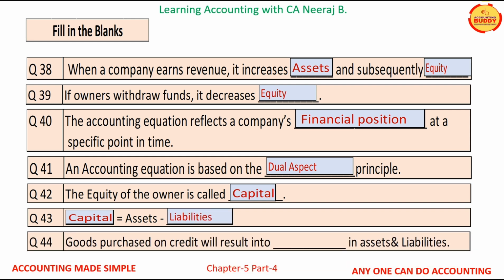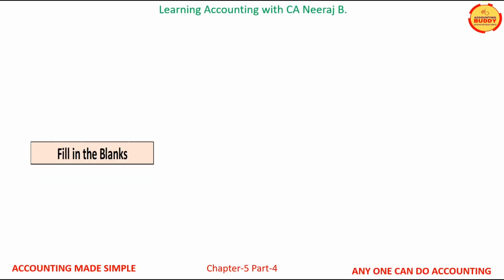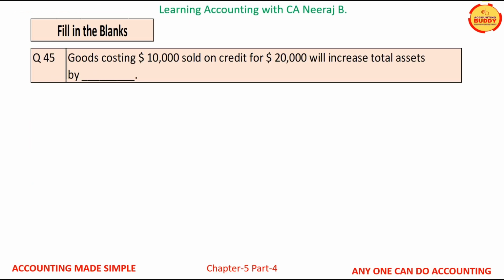Question number 44: goods purchased on credit will result in dash in assets and liabilities. The answer is increase. Question number 45 on your screens is: goods costing $10,000 sold on credit for $20,000 will increase the total assets by dash. The correct answer is $10,000.